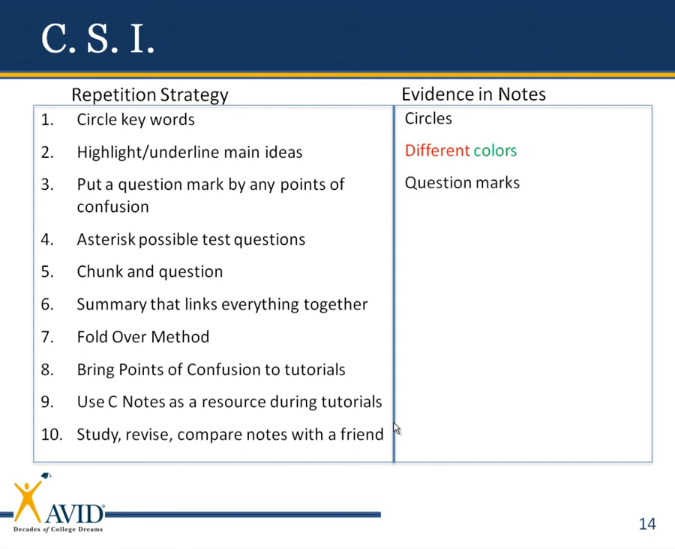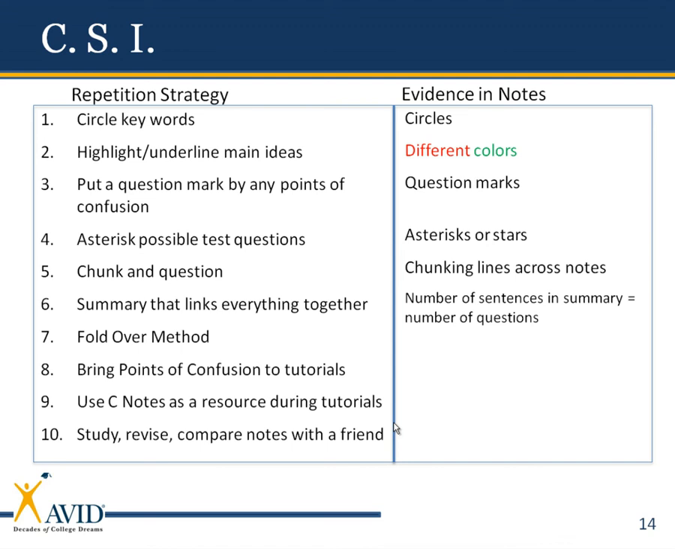Maybe putting a question mark by our points of confusion, I should be able to see evidence of question marks. If I'm going to asterisk possible test questions, then asterisk or star. Okay, those are the easy ones. Okay, what about number 5, chunking and questioning? Well, if I'm going to chunk, I should be able to see chunking lines all the way across my notes. If I'm going to write a summary that links everything together, maybe the number of sentences in my summary should be the same as the number of questions that are on my page of notes. If I'm going to do the fold-over method, some pretty good evidence there is actually having a crease in the paper. And then the last 3 all refer to tutorials, and so I should be able to look at a TRF as evidence that you're using repetitions in your notes.